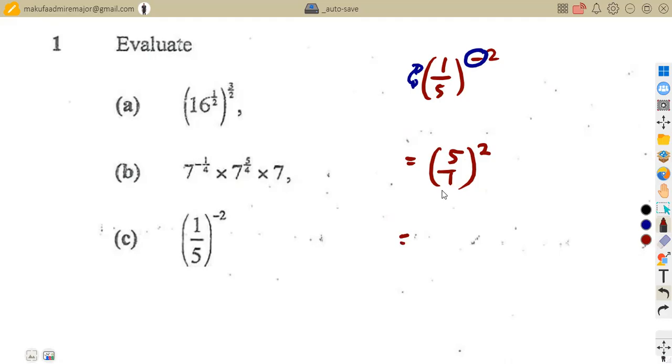So meaning to say we are remaining with 5. 5 over 1 is the same as 5. So this is 5 to the exponent of 2. 5 to the power of 2, that's 5 times 5, which is going to give us 25.